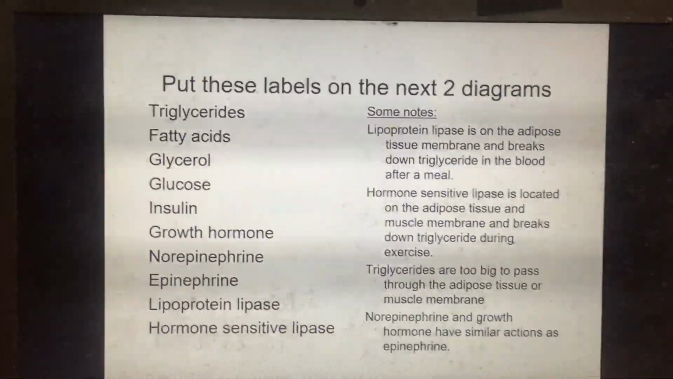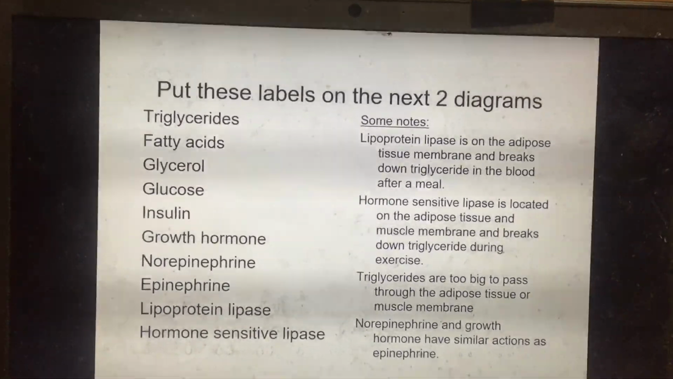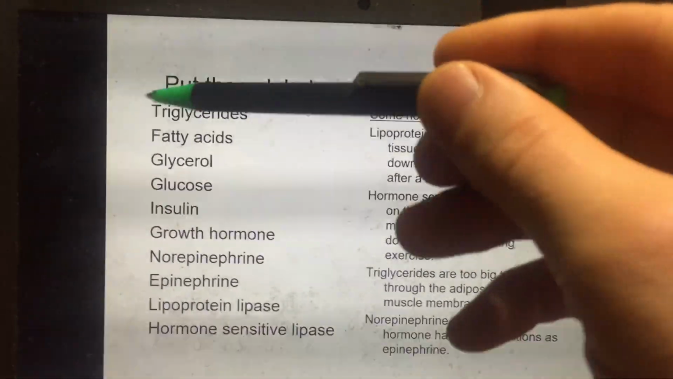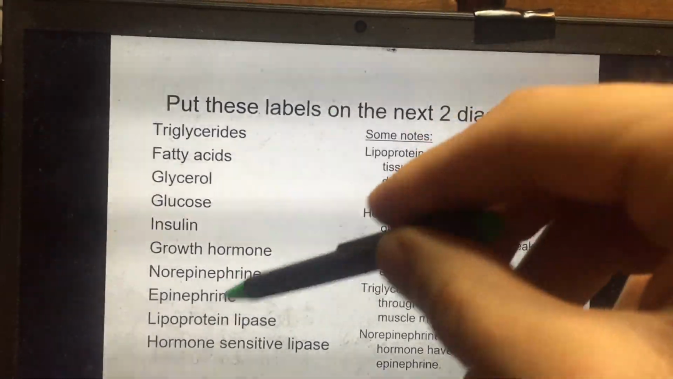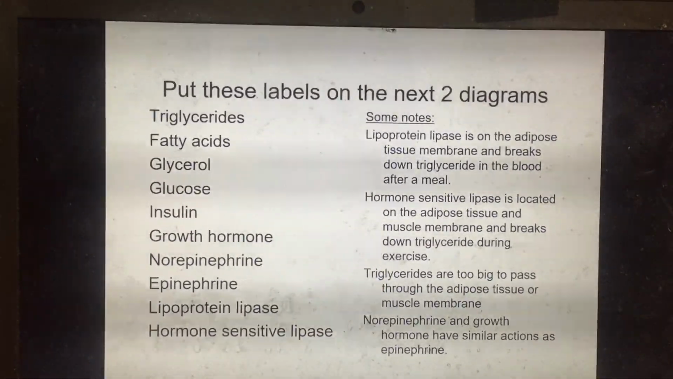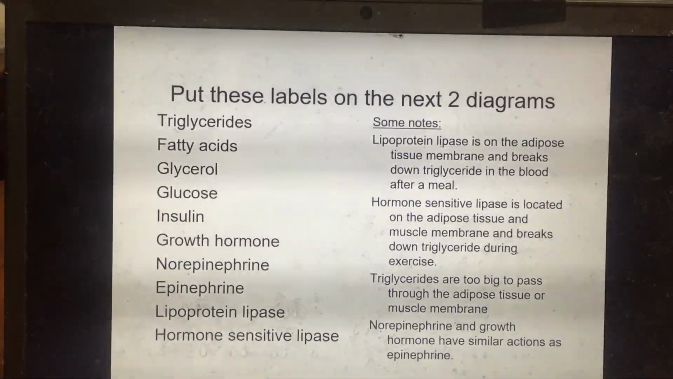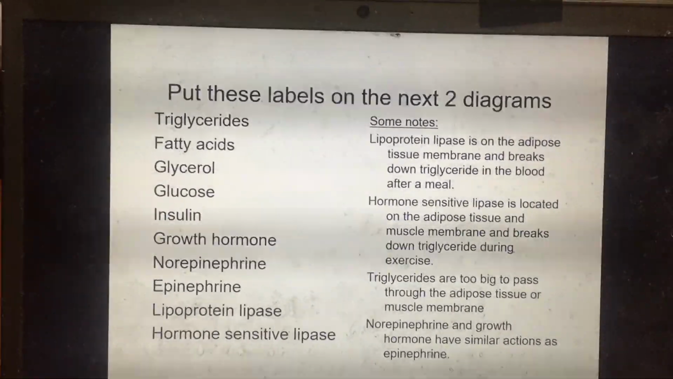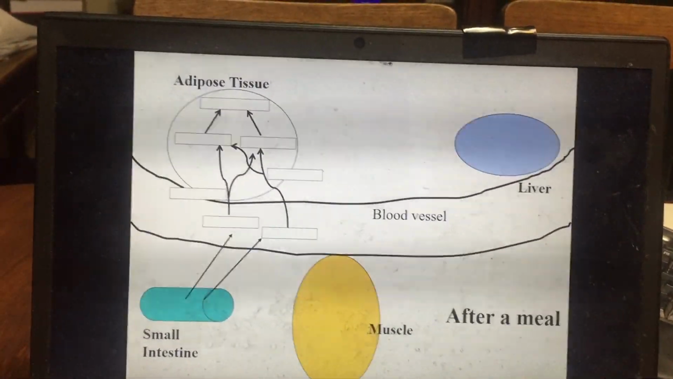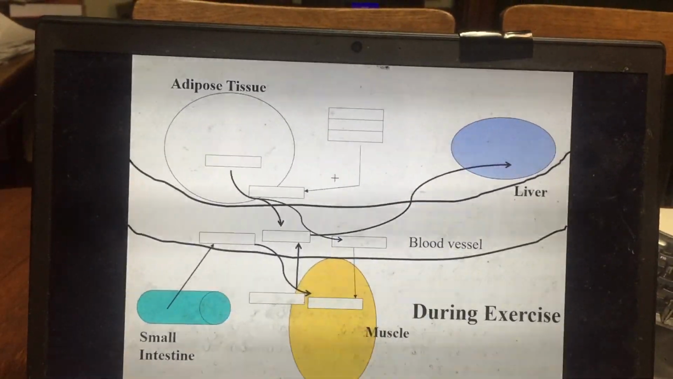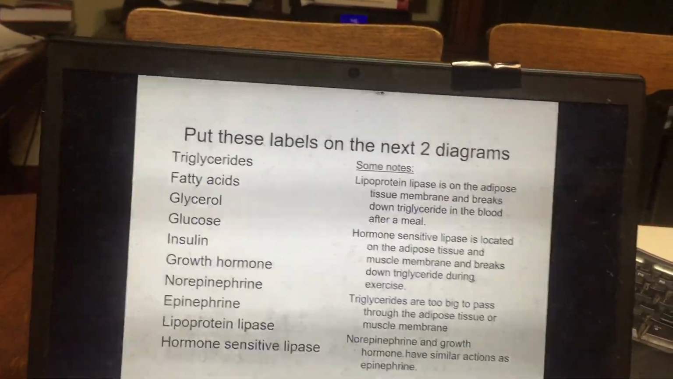So the first thing I wanted to do is go over this exercise that I posted, placing these labels on the next 2 diagrams. So what I have here is labels on the left-hand side of the screen, and then on the right-hand side, I just have some notes to help you with those labels. So try to do this exercise on your own. I think it'll help you to increase your learning for the fat metabolism. It involves placing the labels in these boxes. So this is after a meal, and then the next one is during exercise. And I'm going to be putting those labels onto the diagrams for you here.